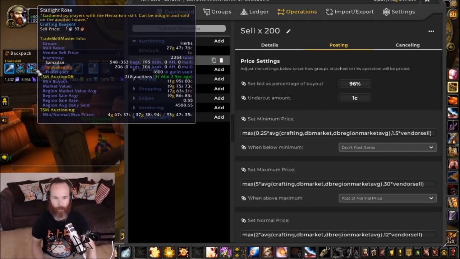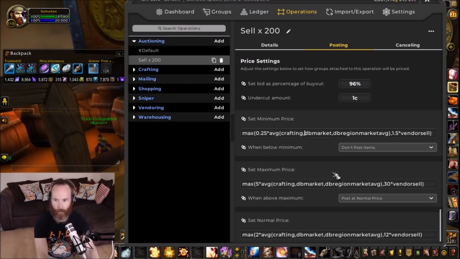That's why we have all this tooltip information, so that we can base our decisions on looking at the prices of both our own server, where at the moment I can see the min buyout of 11 gold 95 is actually quite a bit lower than the region sale average of 19 gold. So you look at all these prices and make a decision yourself as to, okay, what do I want to do in my situation?